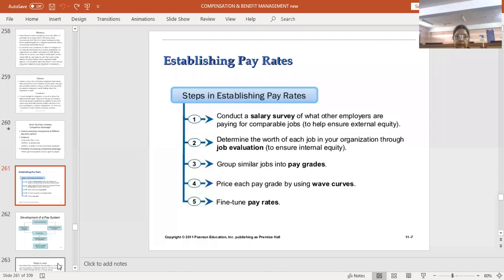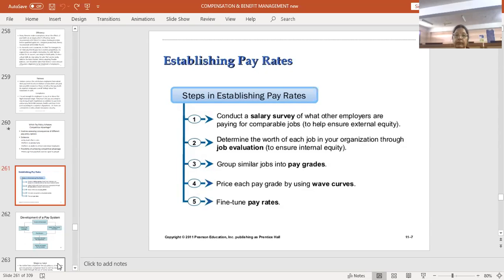to employees. So to establish the pay rates in your organization, that is what kind of pay level and pay mix you want in your organization, there are some steps to be taken by the organization. That is, you should conduct a salary survey among all your competitors. Who are the other employers, and what are they paying for similar kinds of jobs, you should find out through this salary survey.